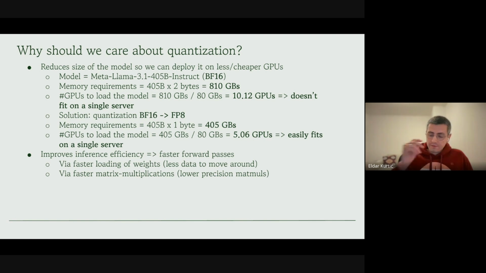So how does quantization improve the inference performance? Basically, it enables us to have faster forward passes through the model. And there are two ways in which quantization does this. The first one is by enabling faster loading of weights. By quantizing some weights, we have fewer bits to move around. And as you will see later on, this is going to be a very important bottleneck that we'll have to fight with in a specific deployment scenario.